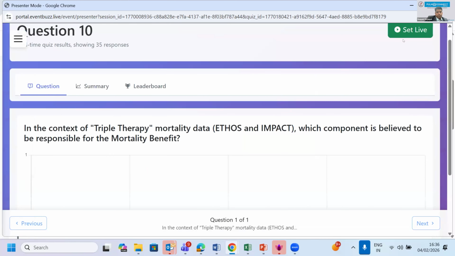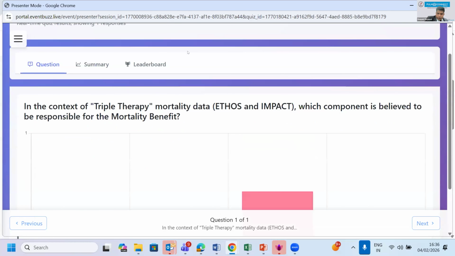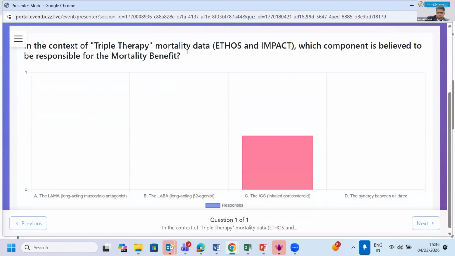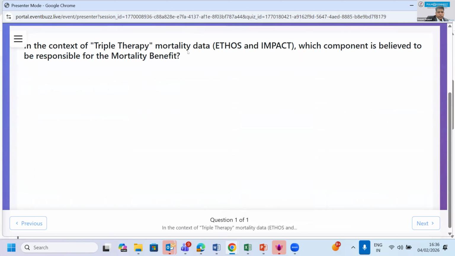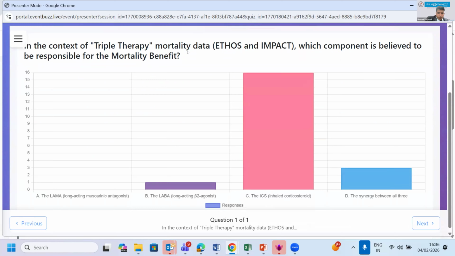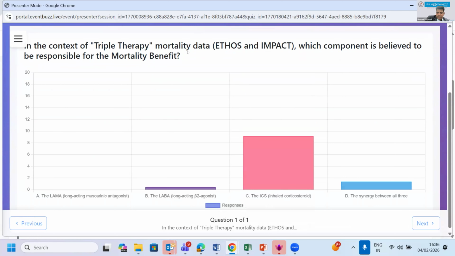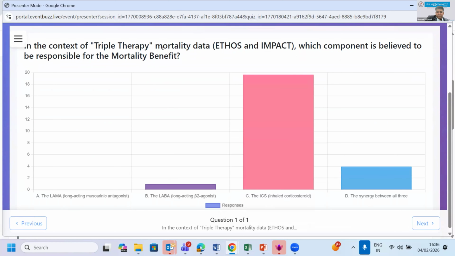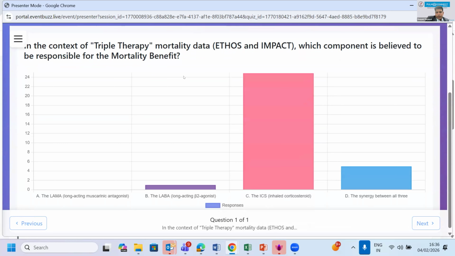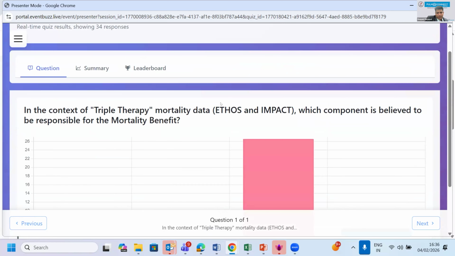So the last question is, in the context of triple therapy mortality data by the ETHOS and IMPACT trials, which component out of the 3 drugs which we are using is believed to be responsible for the mortality benefit? LAMA, LABA, ICS, or is there a synergy between all 3? So I again repeat: which component is believed to be responsible for mortality benefit?